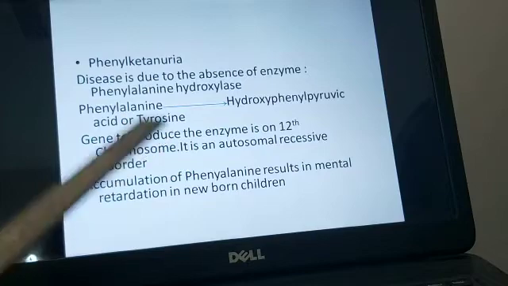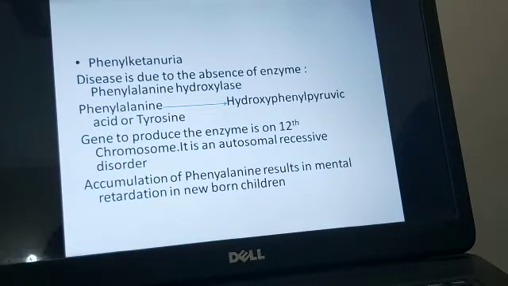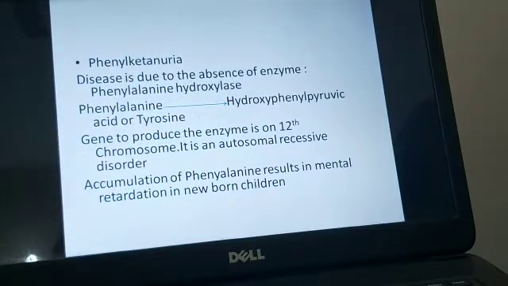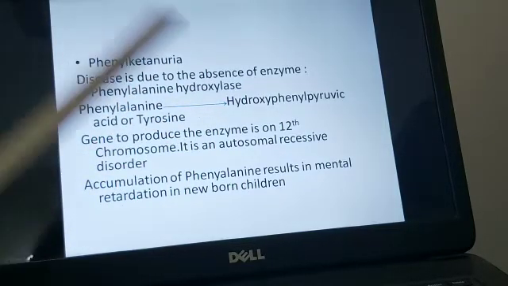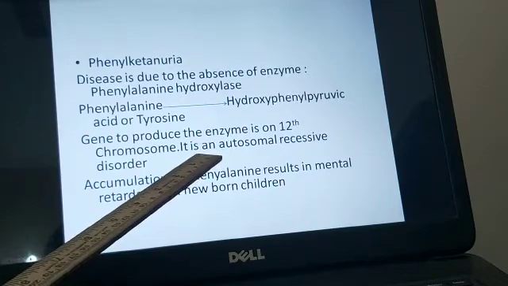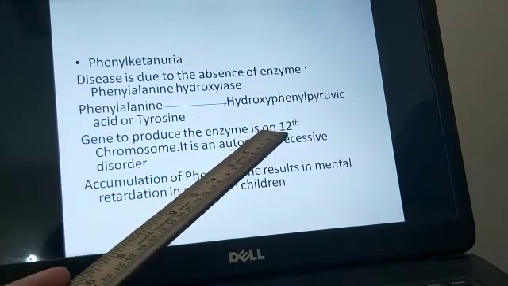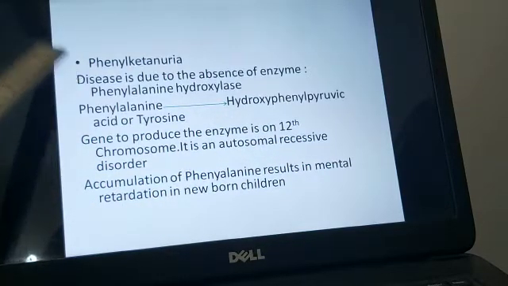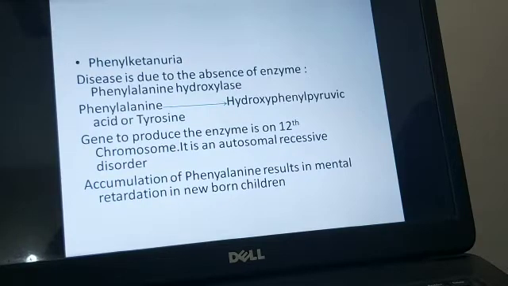and it won't subsequently get converted into the amino acid tyrosine. The gene to produce this enzyme phenylalanine hydroxylase is present on the 12th chromosome, and it is an autosomal recessive disorder. So this gene is carried on the 12th chromosome, which is an autosome, and this is a recessive disorder. Means if both the autosomes contain this defective gene, only then the person will show the symptoms of the disease. Now, accumulation of phenylalanine results in mental retardation in newborn children. So this is about the disease phenylketonuria.